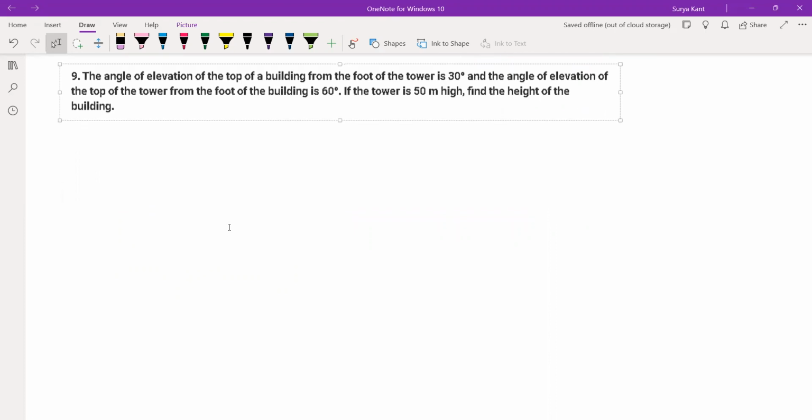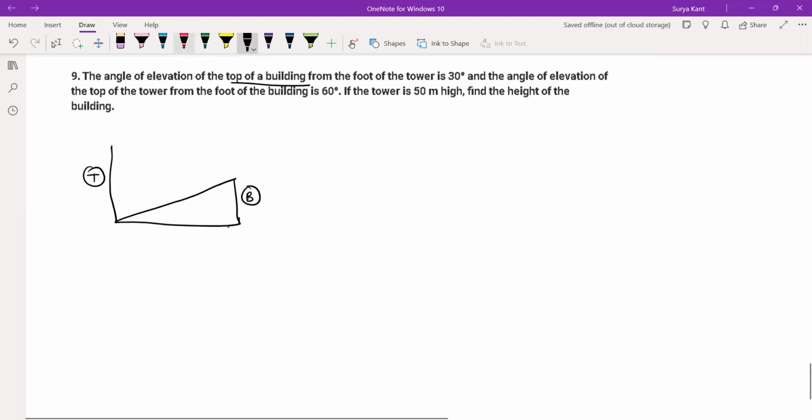The angle of elevation of the top of the building from the top of the tower is 30 degrees. Again, a building and a tower are coming into the picture, so just write here roughly. First I'll tell you, and then I'll paste the copy over here. This is the figure: this is the tower and this is the building. The angle of elevation of the top of the building from the foot of the tower. Try to understand: this is the foot of the tower, the top of the building, and the angle is 30 degrees. Try to understand first.